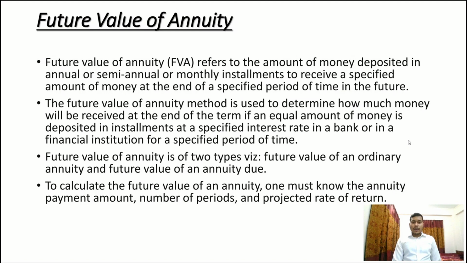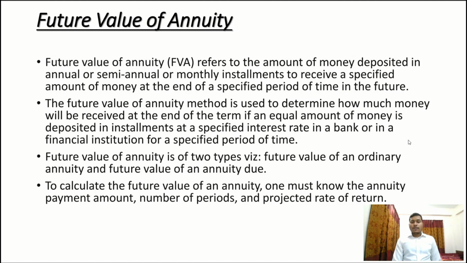The future value of annuity method is used to determine how much money will be received at the end of the term if an equal amount of money is deposited in installments at a specified interest rate in a bank or in a financial institution for a specified period of time. Future value of annuity is of two types, viz. future value of an ordinary annuity and future value of an annuity due.